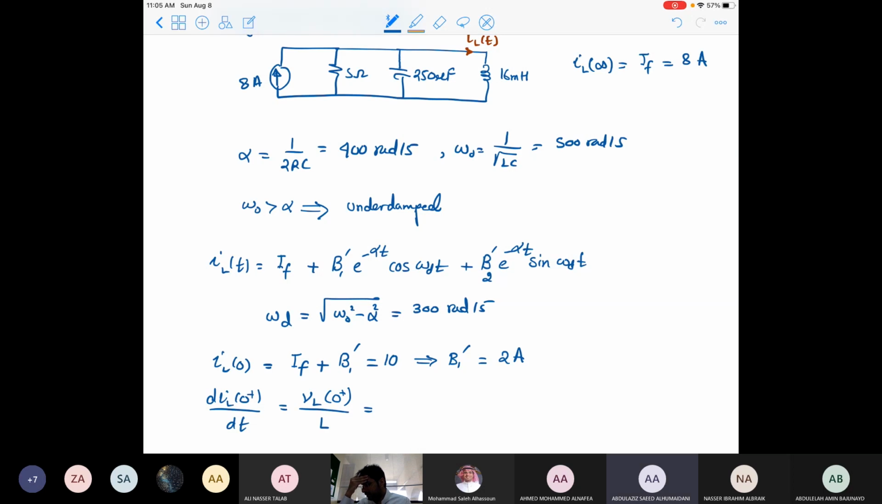Okay, the voltage across the capacitor is going to be the initial voltage, which was 40. So 40 divided by 16 millihenry.